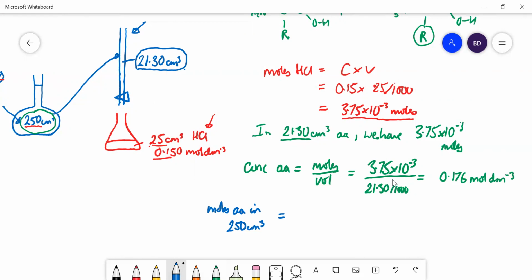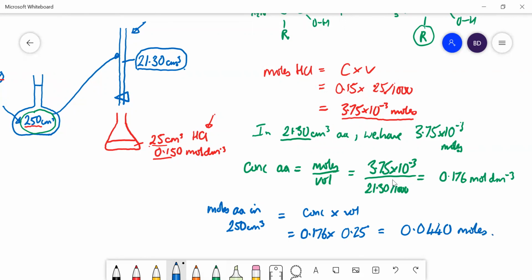That is going to be the concentration times the volume, 0.176 multiplied by the volume, which is 0.25 dm cubed, that's 250 centimeters cubed. That gives us a number of moles of 0.0440 moles.